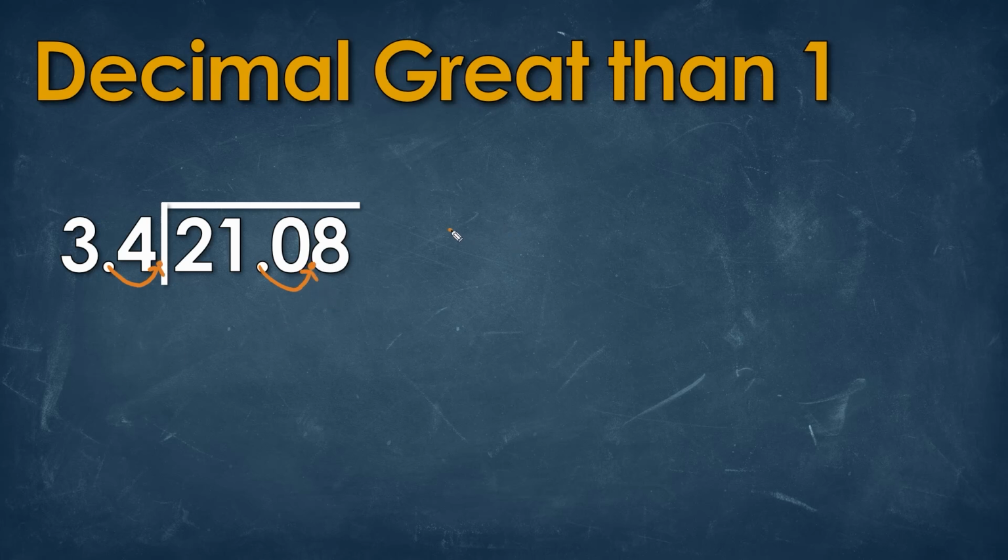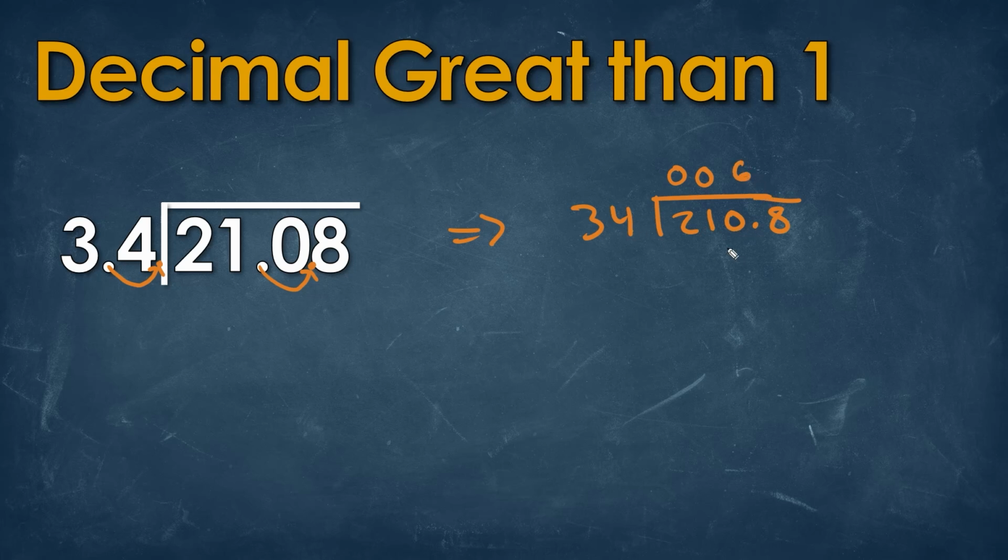Now this changes it to 34 divided by 210.8. So how many times does 34 go into 2? 0. Well, how about 21? 0. How many times does 34 go into 210? I believe that's going to be 6 times.